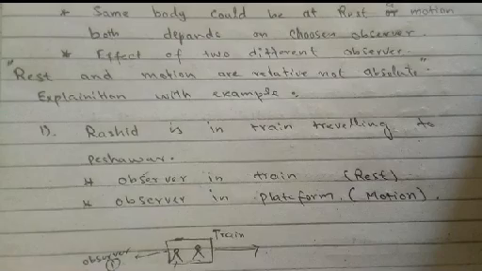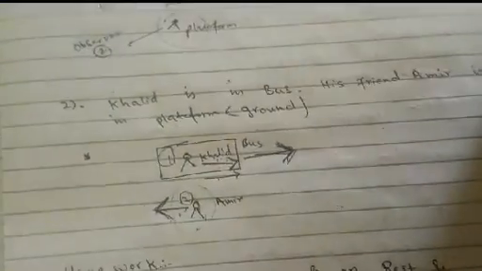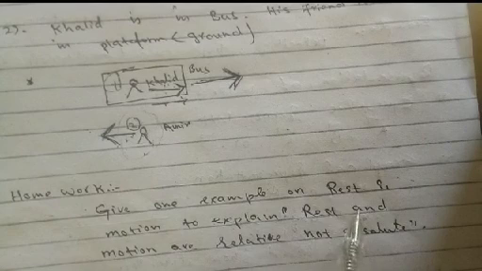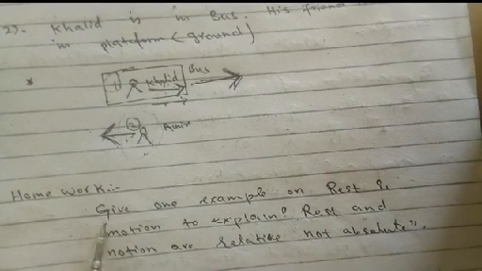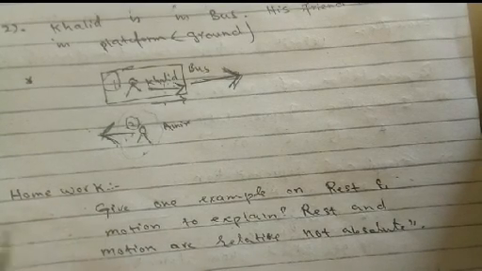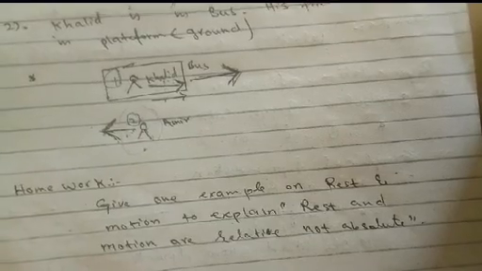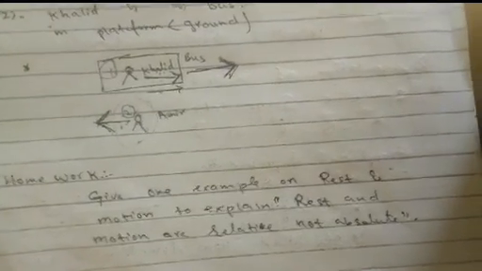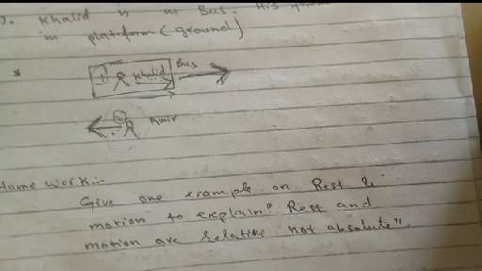Okay. Your homework is to think of only one example that explains that rest and motion are relative terms, not absolute terms. You have to write down that example and also explain it, and inshallah I will check it. Okay, thank you.